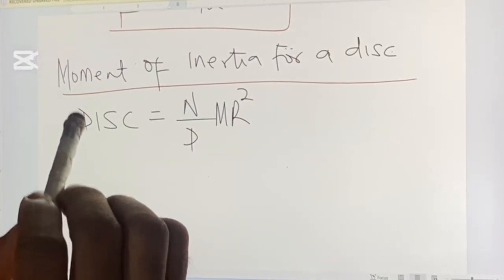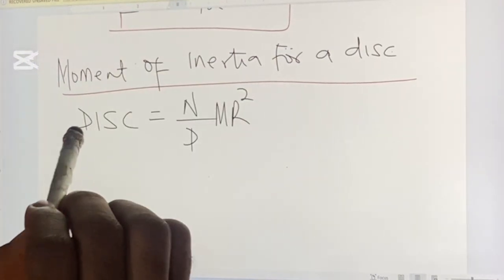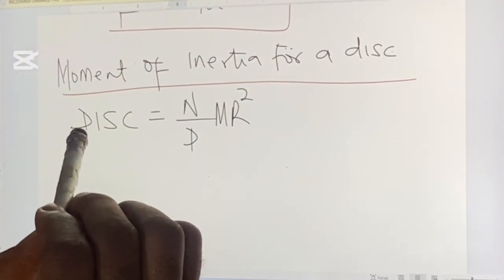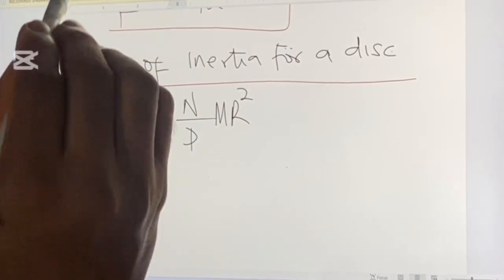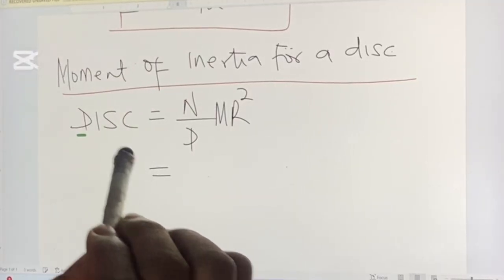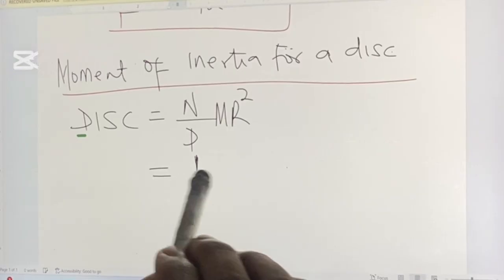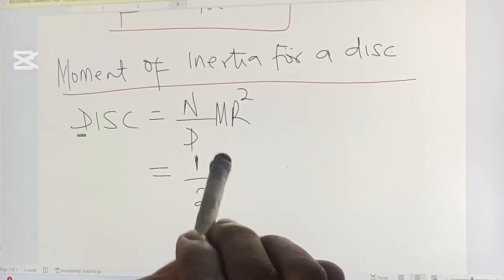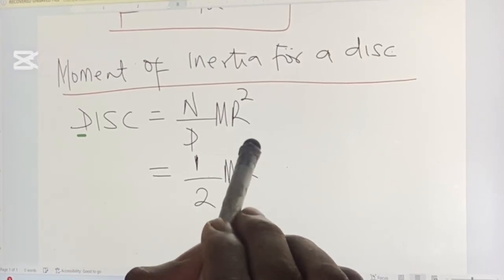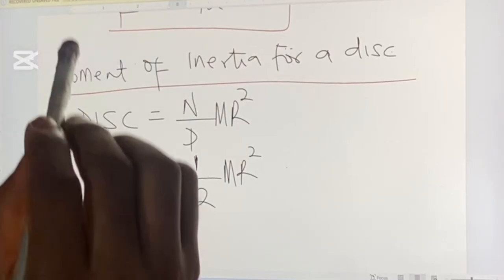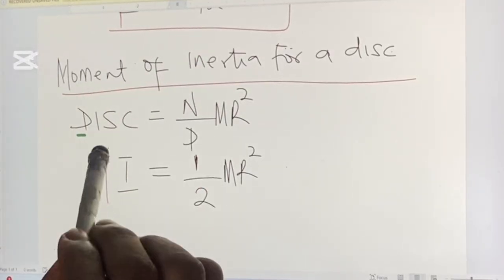So, but in terms of disc here, the D here represents divert. That is, divert the letter to 1s. So I will have this to be equal to the letter we consider here will be 1s. 1 here is 1 in terms of number. S represents 2. Repeat M R squared. So class, this is the moment of inertia for disc.